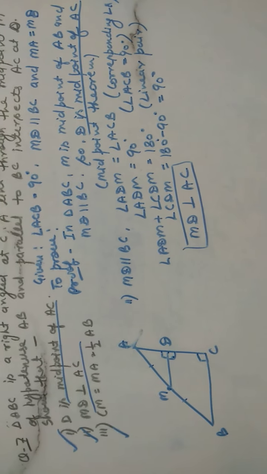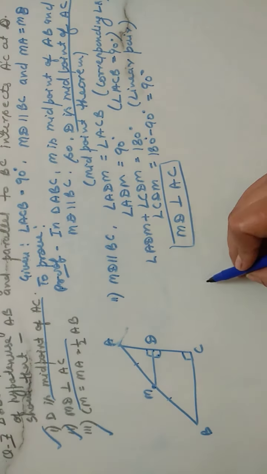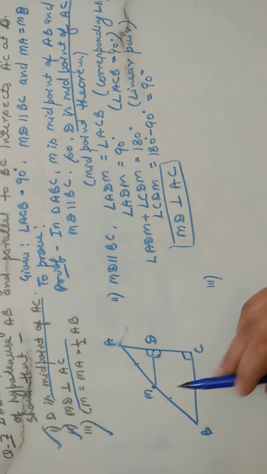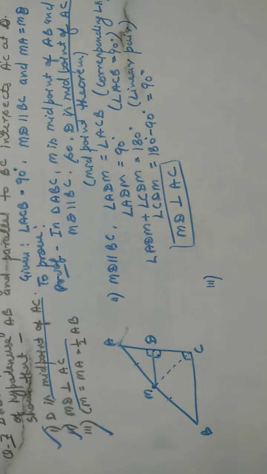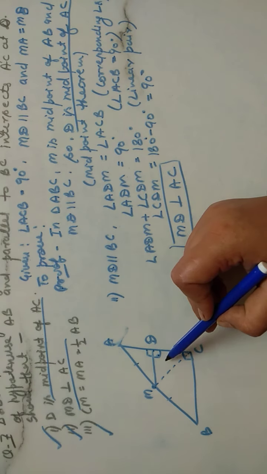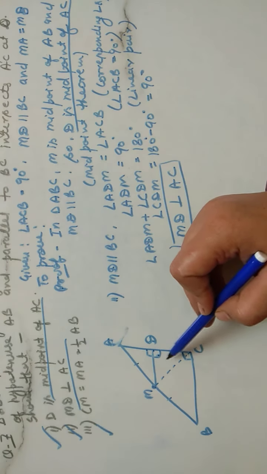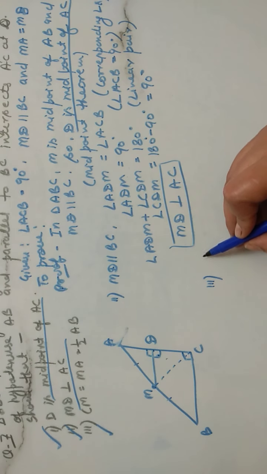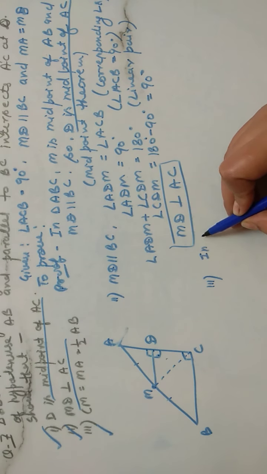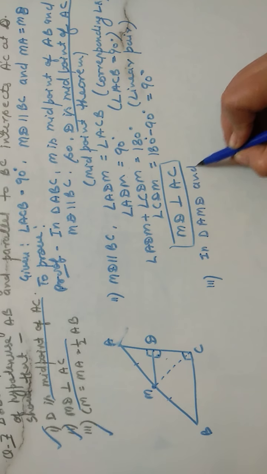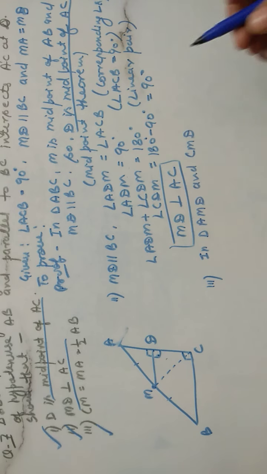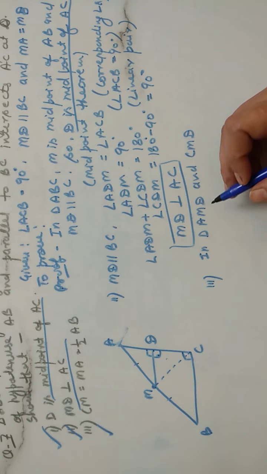Now what do we need to prove? We need to prove the third point. Join CM. We need to prove that CM is equal to MA, which is equal to half of AB. For proving it, what do we have to do? We have to take these two triangles and compare them. We will take triangles AMD and CMD.